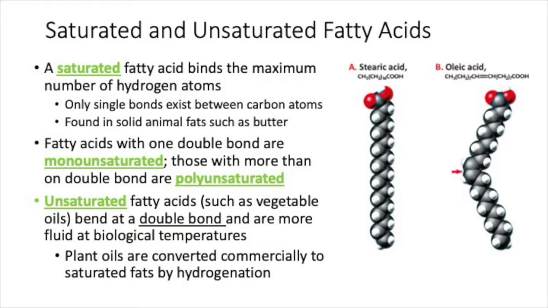So if you have one double bond, you have a kink in your line, and that's what you see on the side here, right? One double bond gives it a kink. If you have more than one, you have multiple kinks. So unsaturated fatty acids, things like any type of plant oils or vegetable oils, are going to have kinks in their lines.